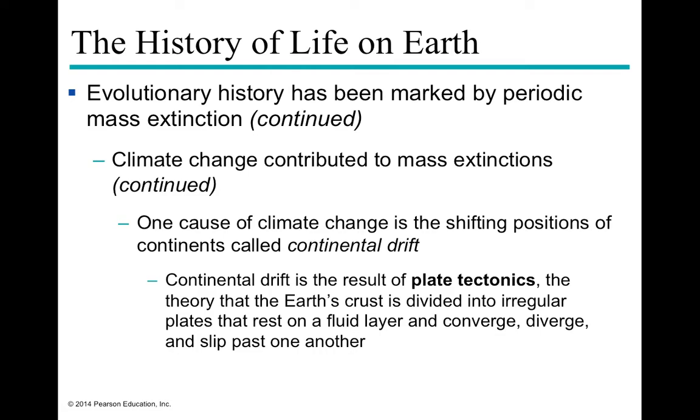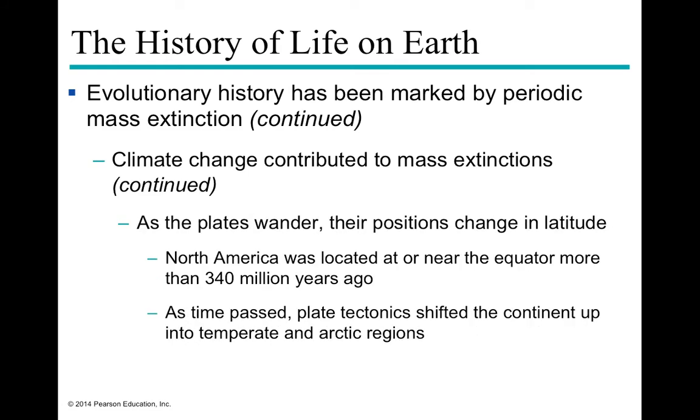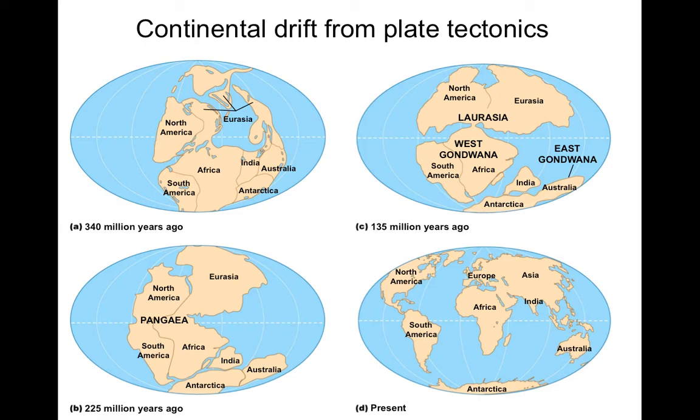They rest on top of a fluid layer of magma, and they're constantly crushing into one another, or diverging away from one another, and slipping past one another. And as they wander about the planet, the positions change. In fact, North America is located in a totally different location now than it was 340 million years ago. It was located much closer to the equator, and eventually plate tectonics shifted it up into the regions that were more temperate and some Arctic.